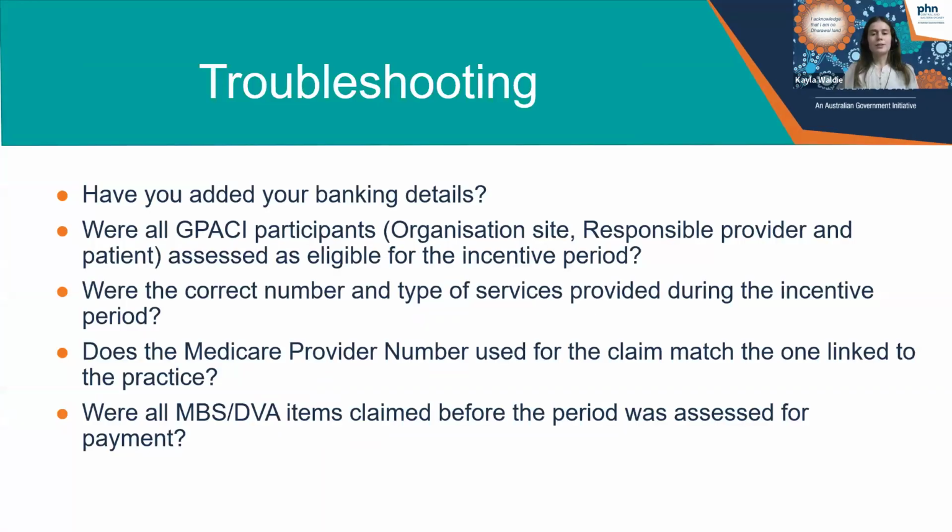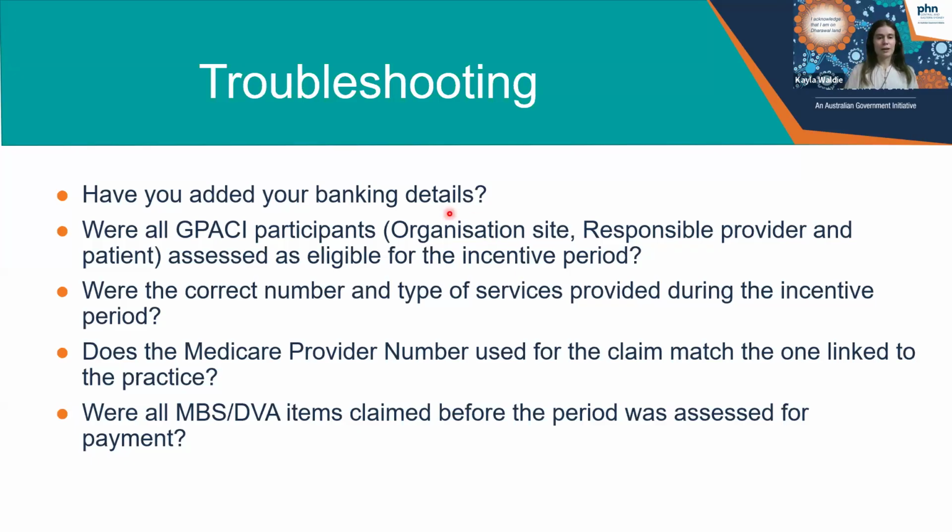So if you do get to the end of a quarter and you realize that there's been an error with your banking, with your payment, there's a couple of different things that you can have a look at. The first step is to make sure that you've added your banking details. That's both for the provider and for the organization. If that doesn't happen, then the payment won't go through.